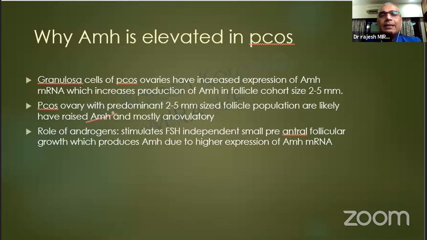Now the crucial question, why is AMH elevated in the PCOS? Because the granulosa cells of the PCOS ovaries have increased expression of AMH messenger RNA from birth, which increases production of AMH in the follicle cohort size 2 to 5 millimeter. The PCOS ovary with the predominant 2 to 5 millimeter size follicle populations is likely to have raised AMH and they are mostly anovulatory. And what is the role of androgen in the AMH production in PCOS? It stimulates the FSH independent small pre-antral follicular growth, which produces AMH due to higher expression of AMH messenger RNA. So all goes hand in hand.